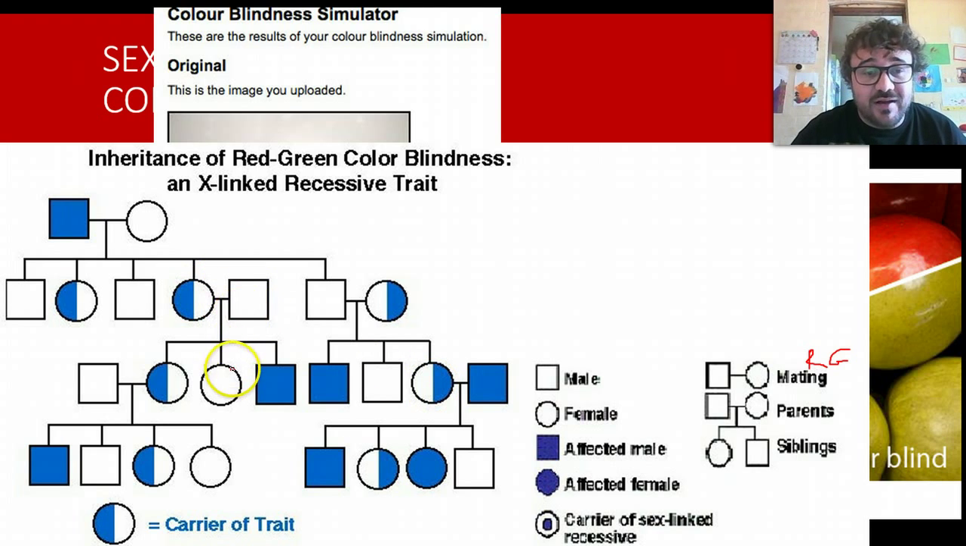So she has an unaffected father, and she gets an X from dad and an X from mom. Because dad is unaffected, this one here is not a carrier. This one here is a carrier, but they cannot be affected by it. But again, their children can.